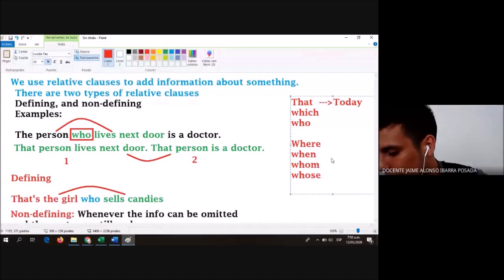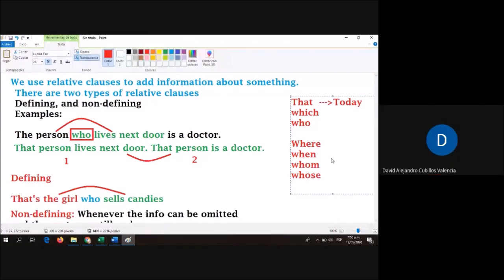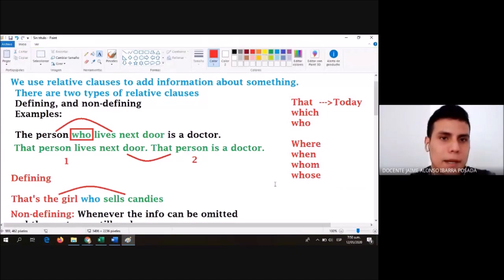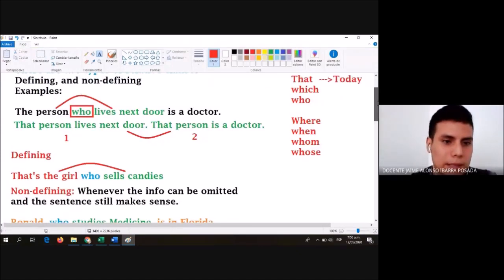Yes, sir. Go ahead, my friend. I'm sorry for interrupting you. Teacher, what's the information that can be omitted? The information between commas or the information after the comma?